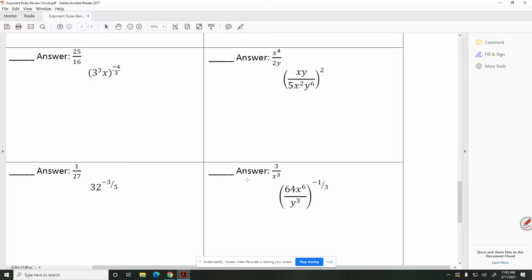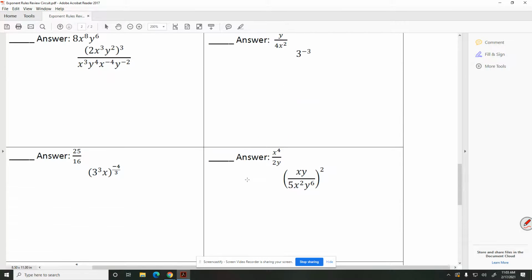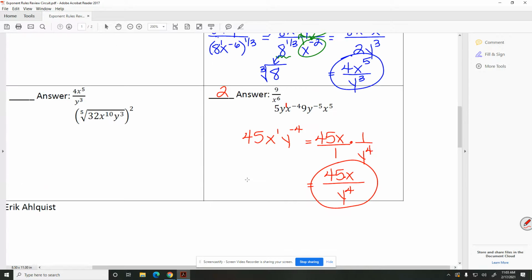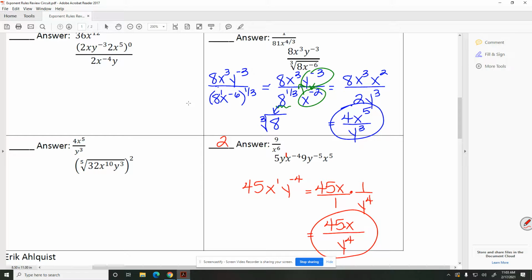Okay. There was one more that I wanted to do for you. I just got to find it. Oh, right here. Here it is. This will be the last one, and then I'll let you start working through the rest of this circuit.